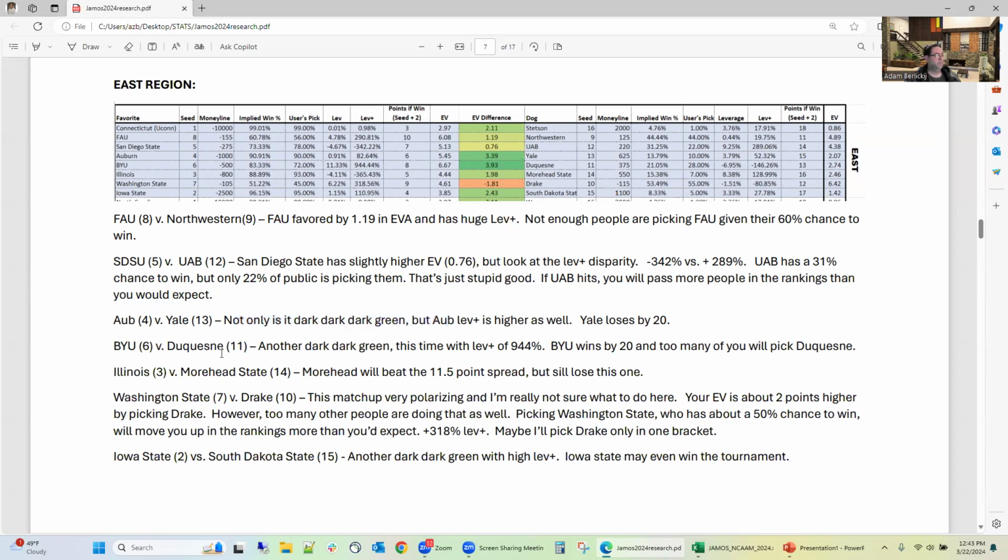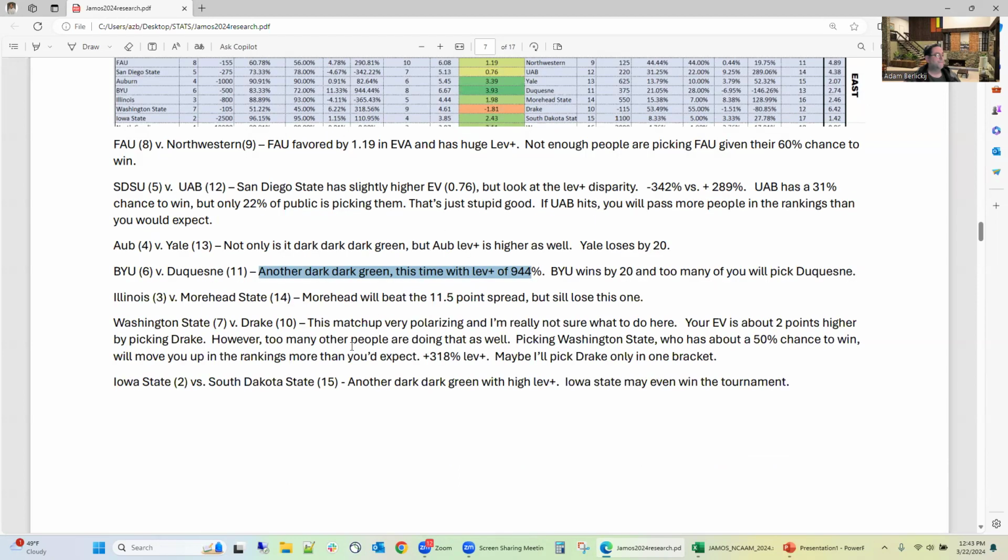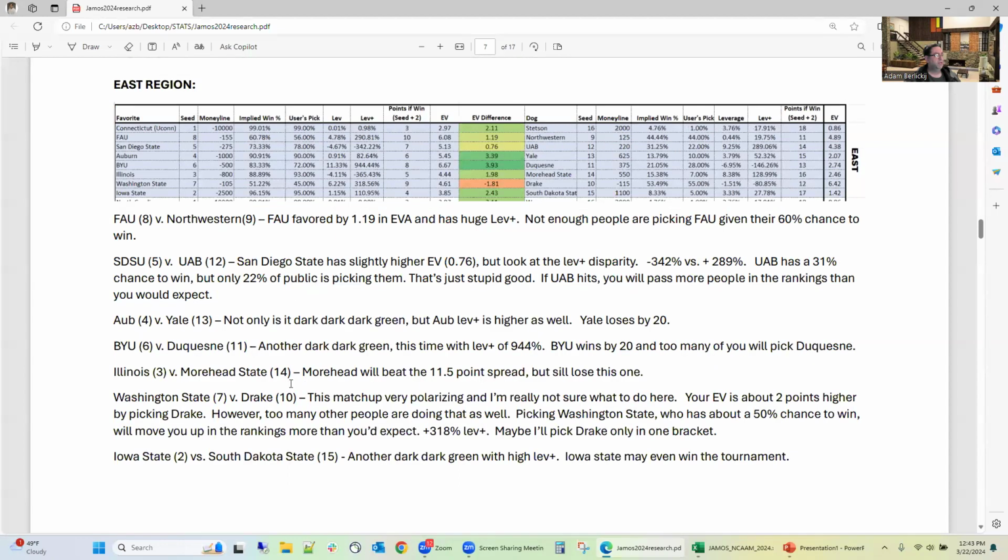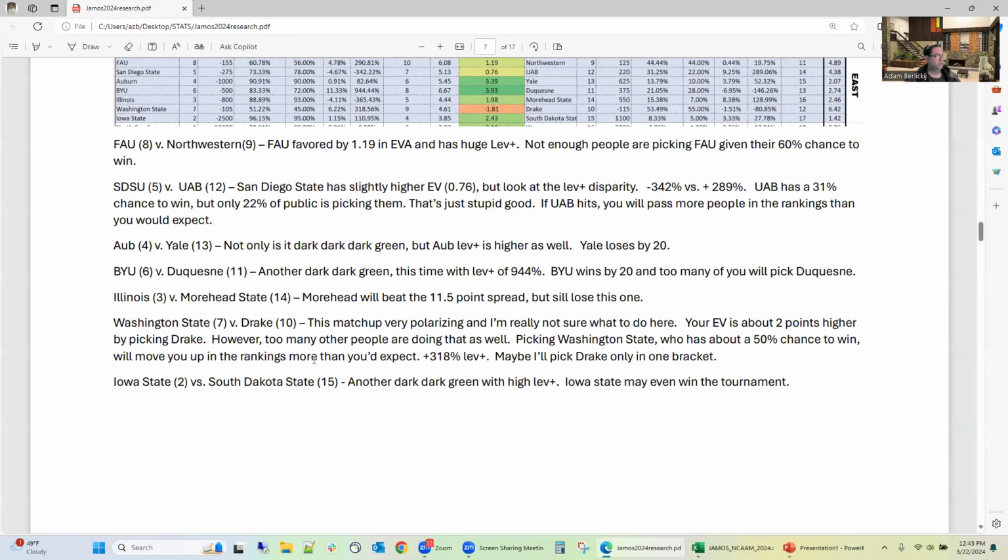See another one, the BYU versus Duquesne. This was one of my favorite picks. Doesn't mean I'm going to win it, but this is like a core one where, because it's so dark green, I might pick it in all of my brackets if I have other pools too. Illinois versus Morehead State. That was an easy pick for Illinois. I'm only going to skim for the more interesting matchups.